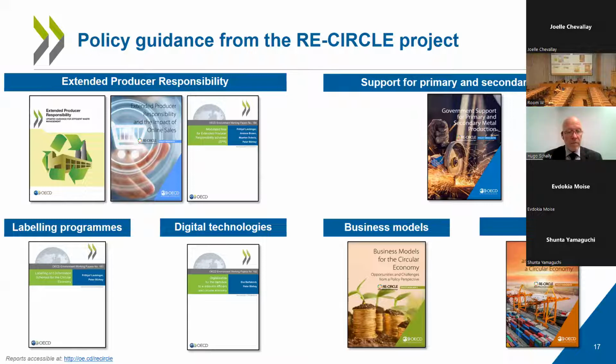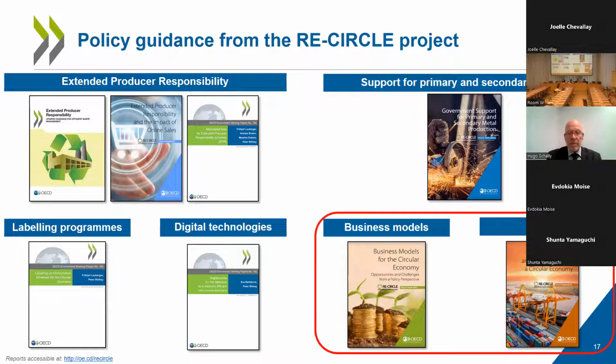And then we've also looked at government support for primary and secondary materials, where we see that support for primary seems to be much more than secondary at the moment. We've also done some work on the nexus between circular economy and labeling programs, digital technologies, business models, and finally trade. But today, I don't have enough time to go through all of them, and I'll focus on this part, but you can access these reports through the link at the very bottom, and these slides will be made available by the organizers after this event.